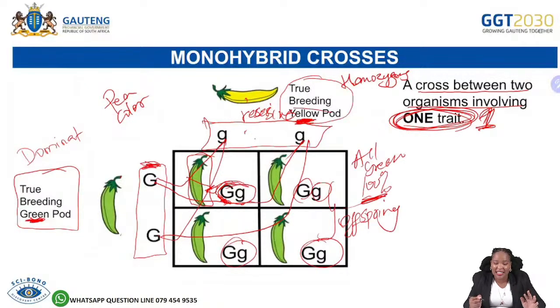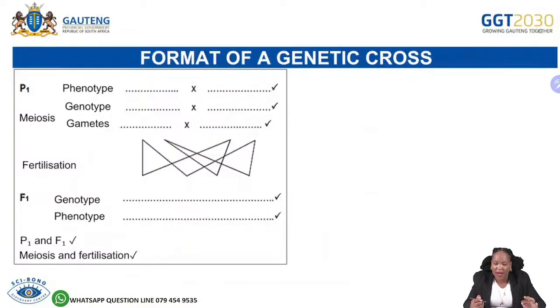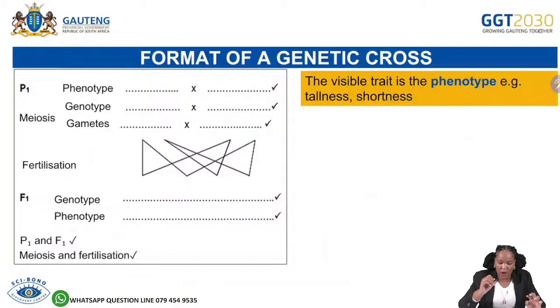So that is just an example, but we want to go further now. How do you write a genetic cross for you to get marks? That was just a way to show you how the crosses work, but there is a particular format that you need to follow for you to collect marks. It must tell us a whole story of what is happening. So you will get a scenario telling you that when you cross a parent, and so on, this is what is going to happen.